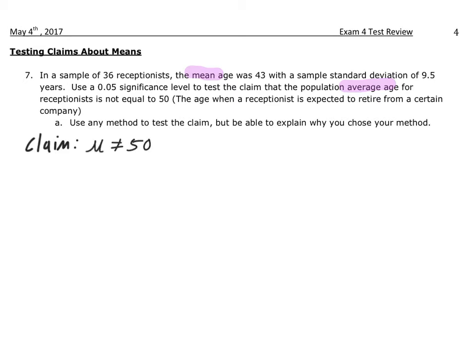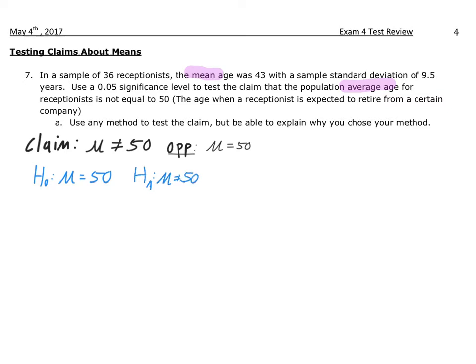After I've identified my claim, I'll go ahead and determine the opposite of that claim, and if mu is not equal to 50 for the claim, then mu is equal to 50 for my opposite. All right, next step is to identify the null and alternative hypothesis. My null hypothesis is always the one with the equal sign, so mu is equal to 50, and my alternative is always the one without the equal sign. So in this case, that's mu is not equal to 50. So I've got my null and my alternative.